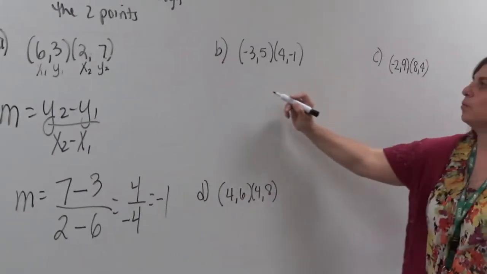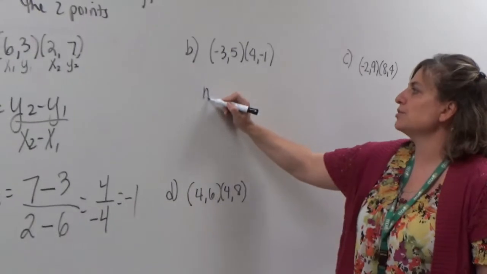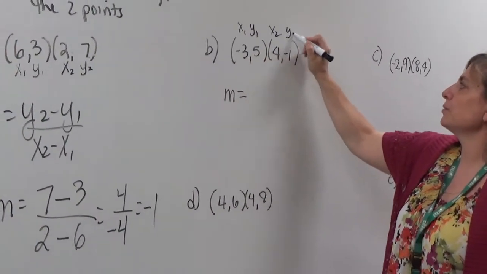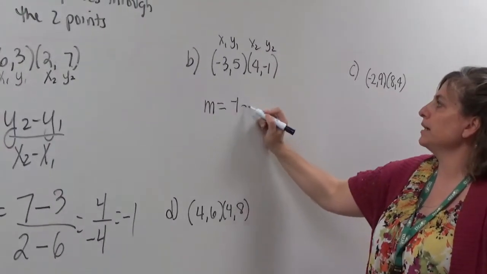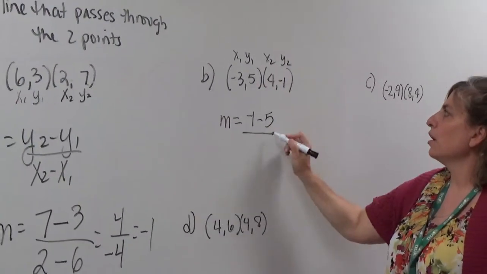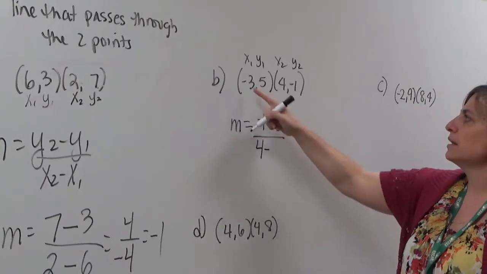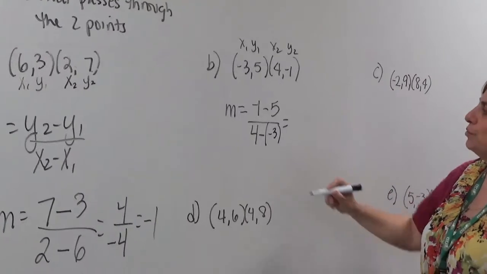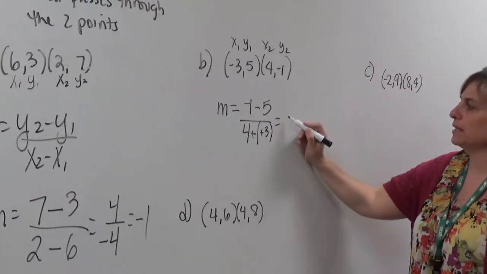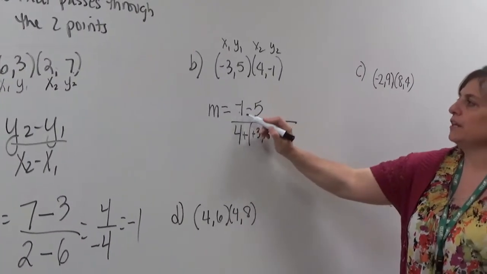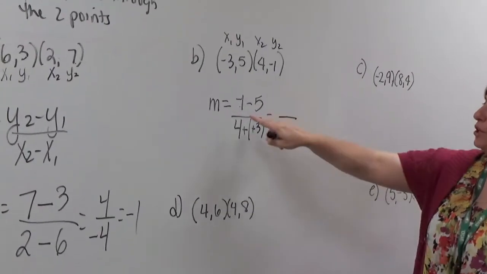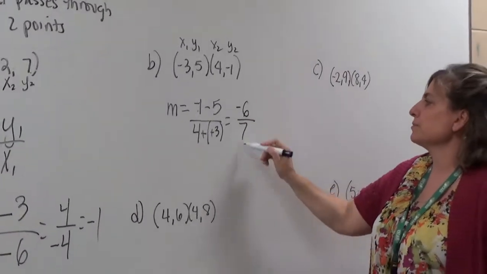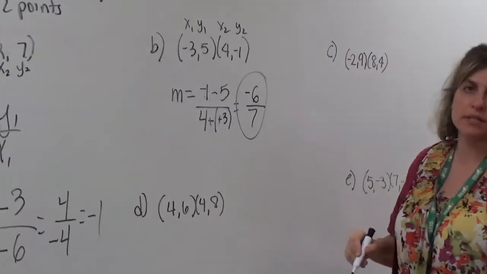Okay, let's do this one. Y2 minus y1 over x2 minus x1. This is x1, y1. This is x2, y2. Y2 minus y1, right there, over x2 minus, now I have a negative x1, so it's going to be a double negative. And you know when you have a double negative, you have to make that positive. A negative 1 plus a negative 5, when your signs are the same, you're going to add the numbers and keep the sign. 4 plus 3 is 7. So my slope is negative 6/7.